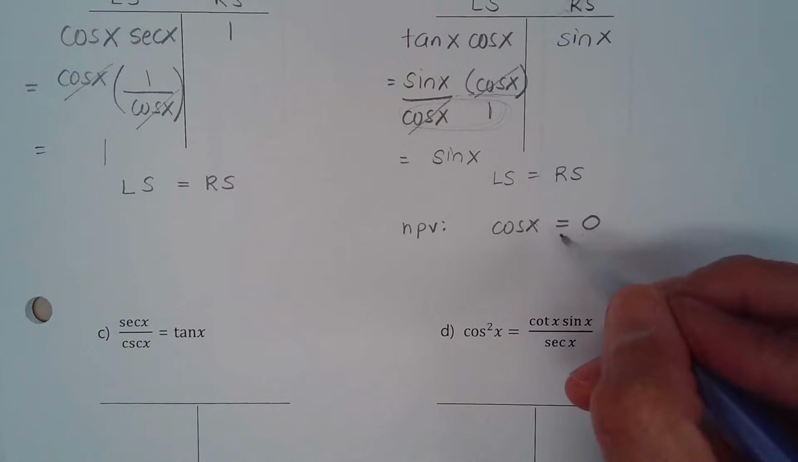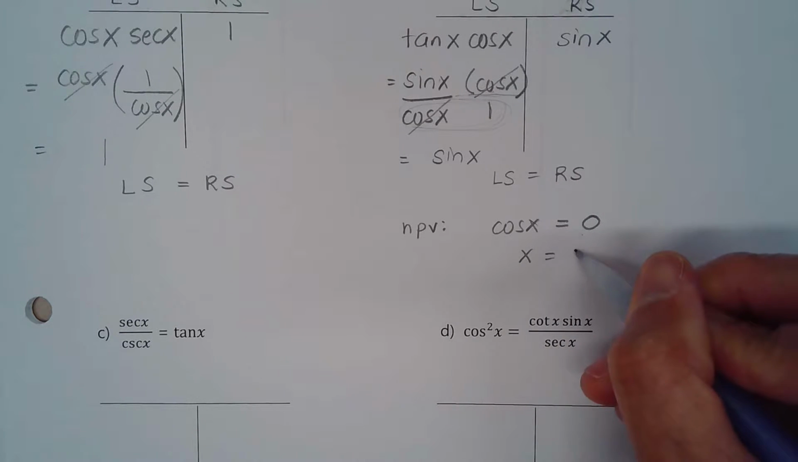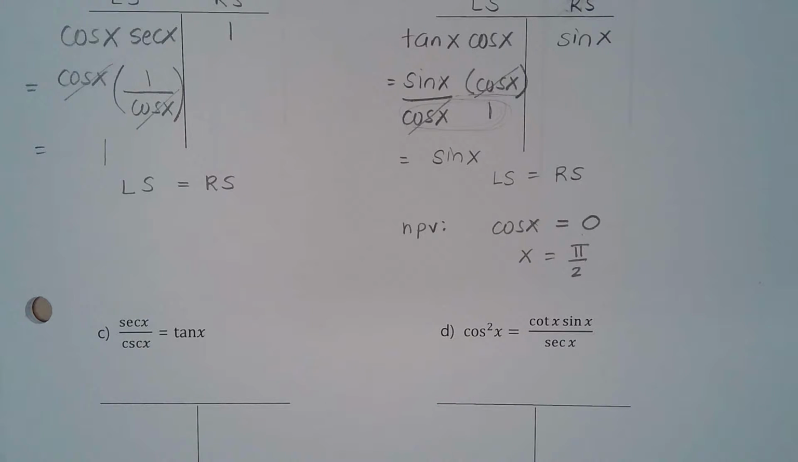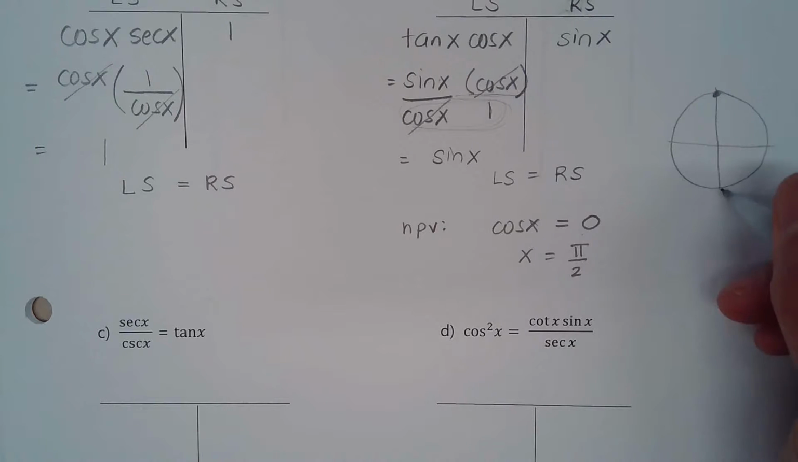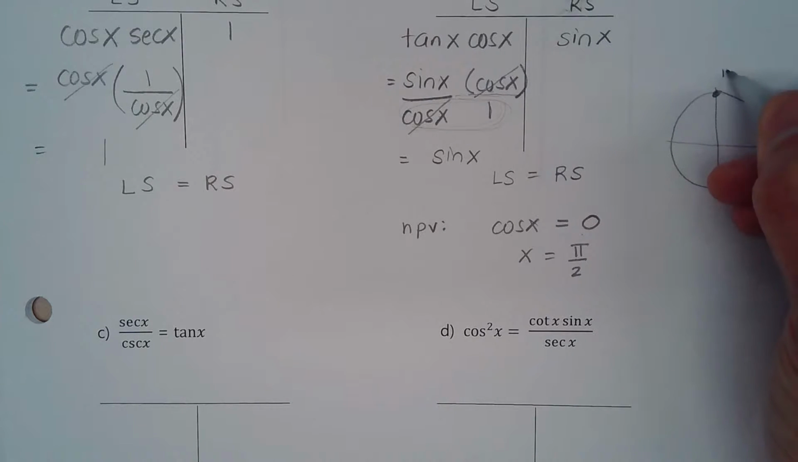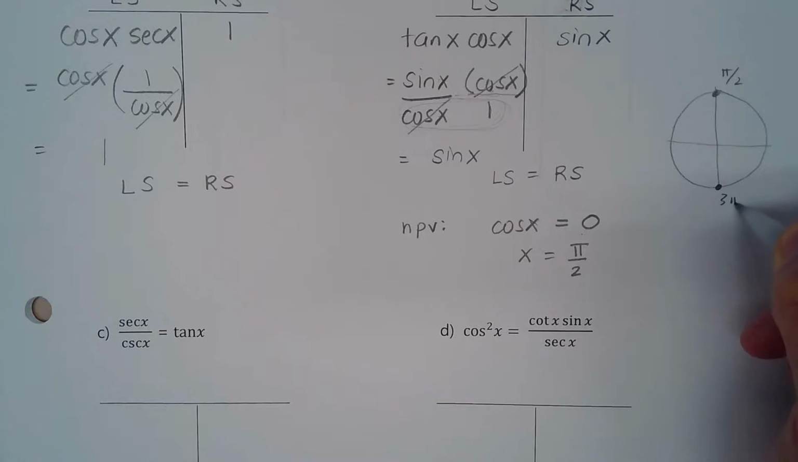Cos is 0 at pi halves and 3 pi halves, okay. So I'm going to have a visual in here. This is where the denominator will be 0, here at pi halves and 3 pi halves. So pi halves plus 2 pi. Okay. So this is the pi halves, and then this is the 3 pi halves.